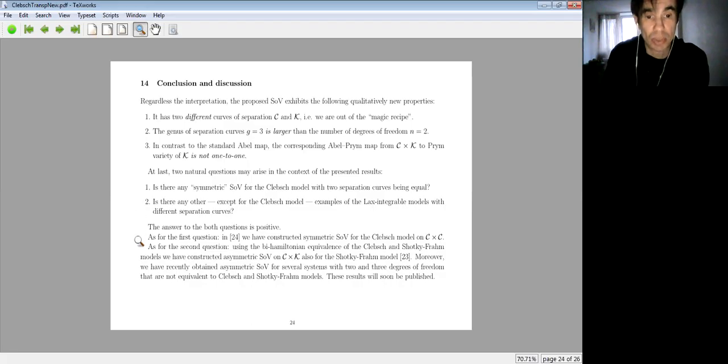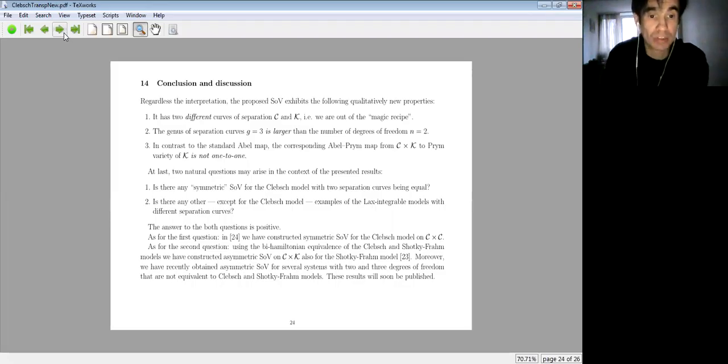As for the first question, in our paper 24 in Journal of Geometry and Physics, we have constructed symmetric separation of variables for the Clebsch model on the product of two curves C. As for the second question, using the B-Hamiltonian equivalence of the Clebsch and Schottky-Frahm model, we have constructed a symmetric separation of variables on C times K also for Schottky-Frahm model.